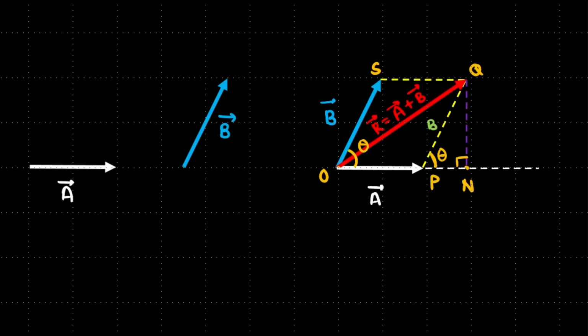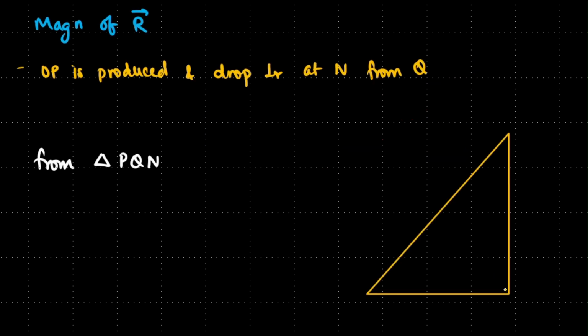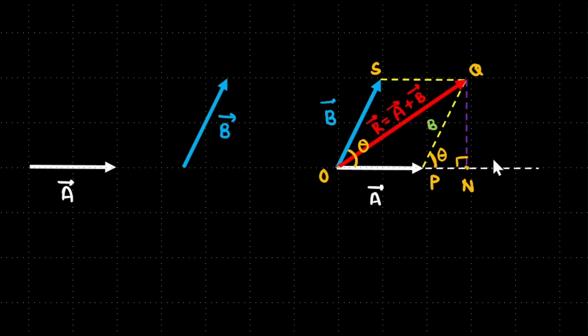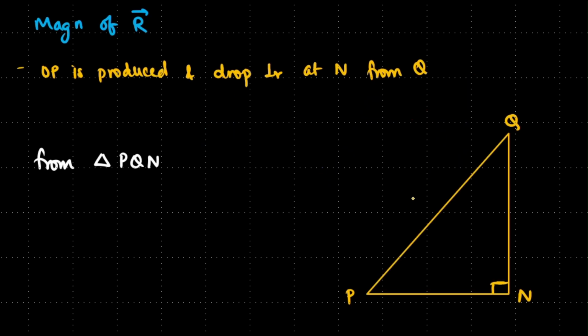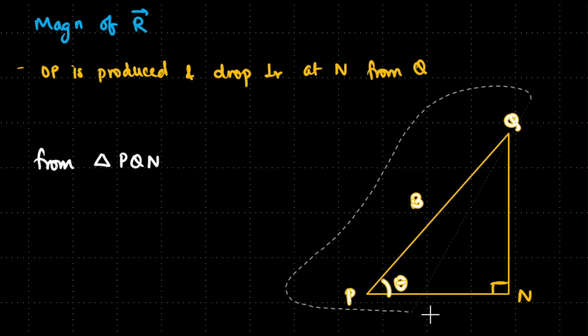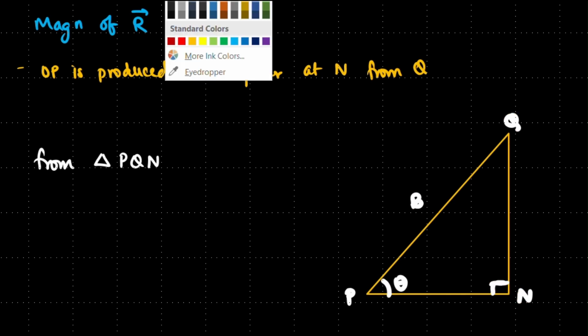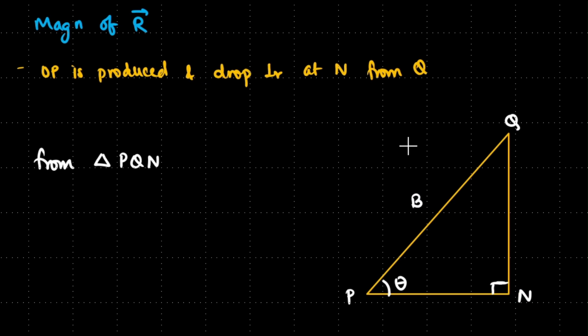So this is PQN. This is 90 degrees, and this is PQN, right? This is theta, this is B. Let's make these another color to make it stand out. Now let's see what we need to find in triangle PQN.